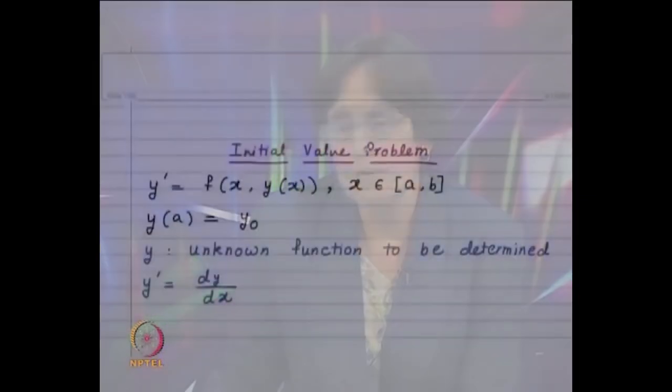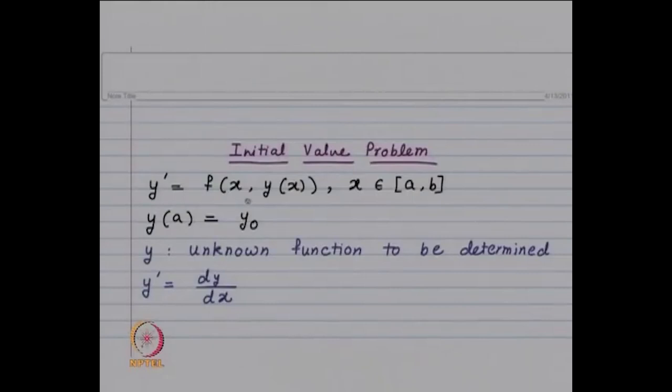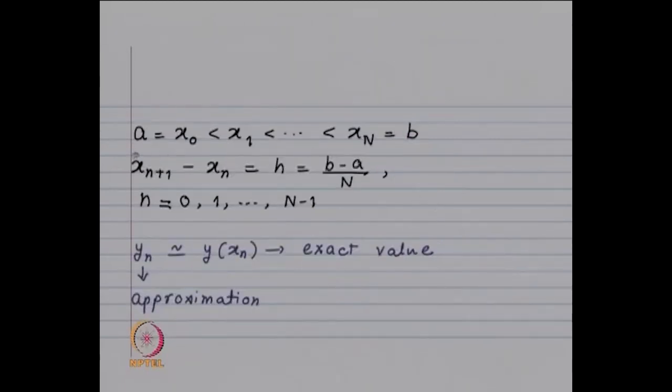So, we are looking at the initial value problem y dash is equal to f of x, y of x, x belonging to [a, b] with initial value y at a is equal to y 0 given. y is the unknown function to be determined and the notation is y dash is equal to dy by dx. What we do is we subdivide this interval [a, b] into n equal parts. So, a is equal to x 0 less than x 1 less than x n is equal to b.